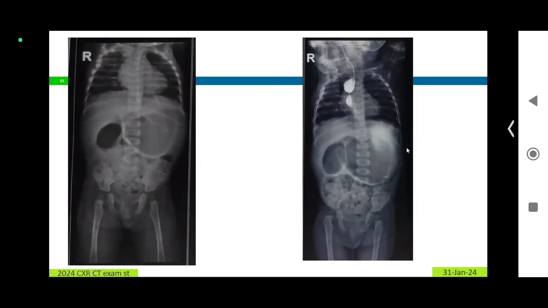And don't look at the right one. This again, there is a stricture in the operated site, but look at this stomach bubble here and look at the next bubble here. What do you call this picture as? Double bubble. Very good. When do you get double bubble? Duodenal atresia. Very good, Sri. It is a duodenal atresia.